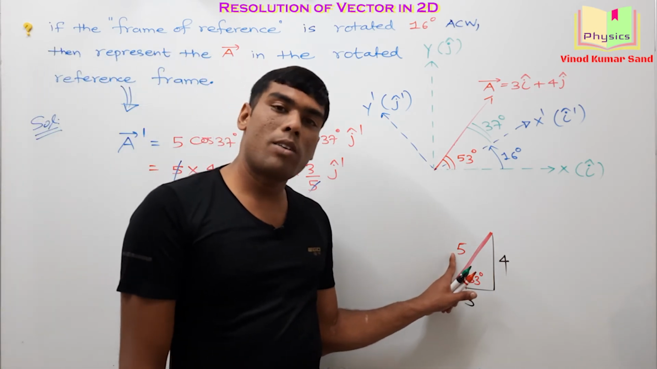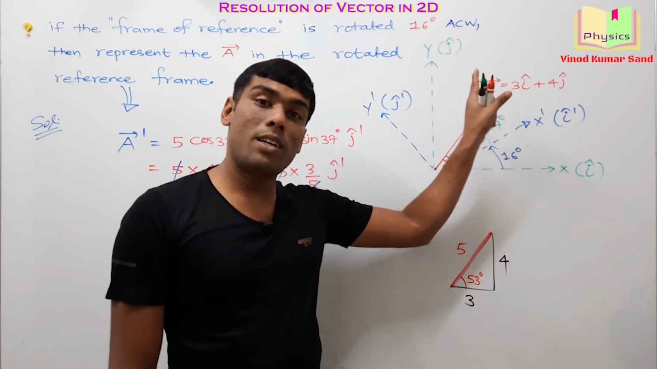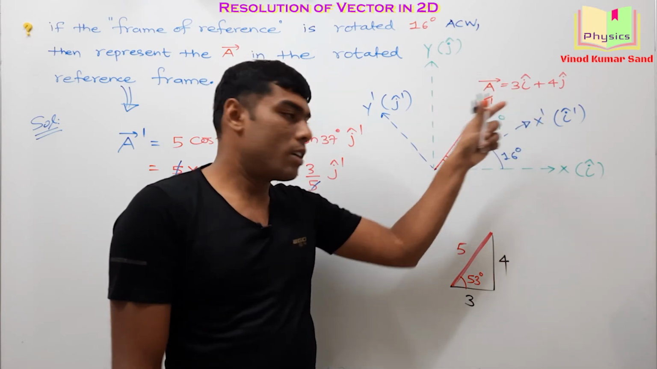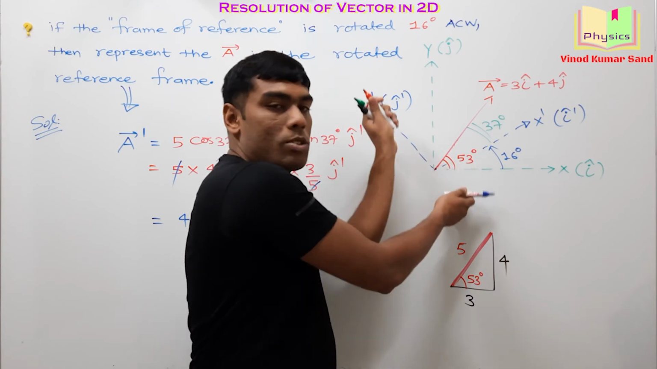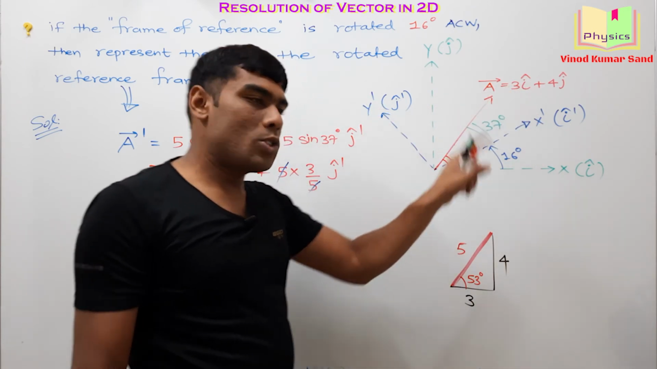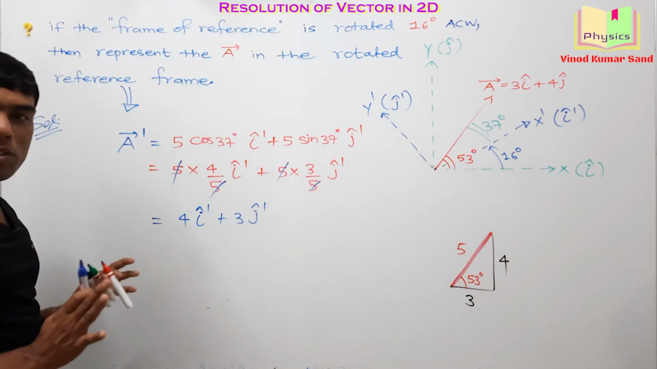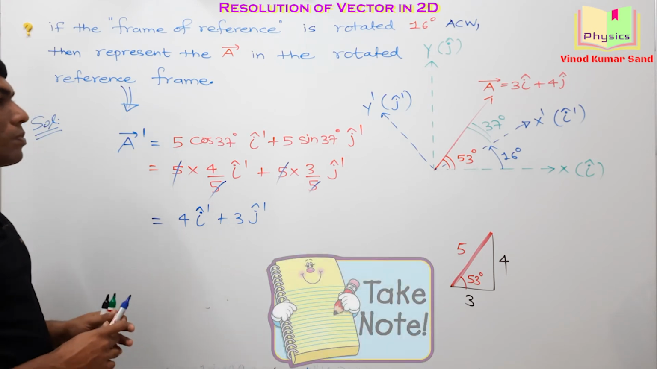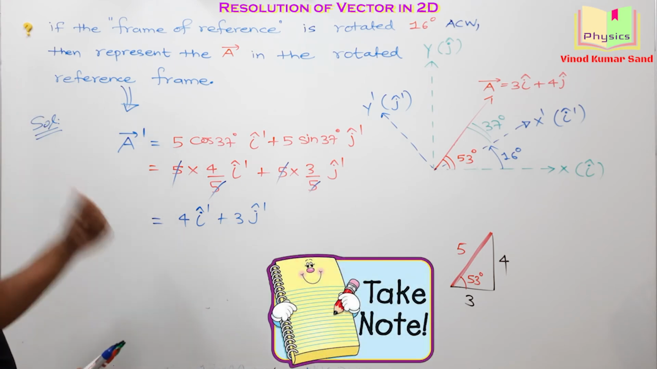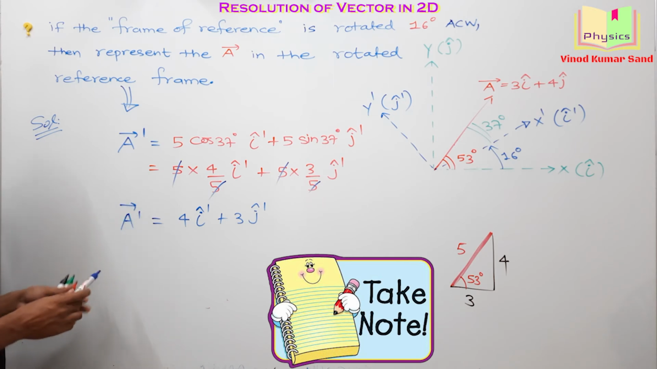Earlier also the magnitude was 5. So this vector will retain its magnitude as well as its direction. If we are rotating the reference frame, it will not hamper anything with this vector. Just in the new reference frame, the vector will have this representation. Okay. Note it down. A dash vector is actually equal to A vector.